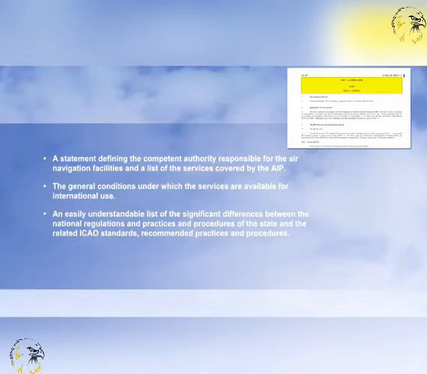An easily understandable list of the significant differences between the national regulations and practices and procedures of the state and the related ICAO standards, recommended practices and procedures. The state alternatives to any differences from the ICAO SARPs.